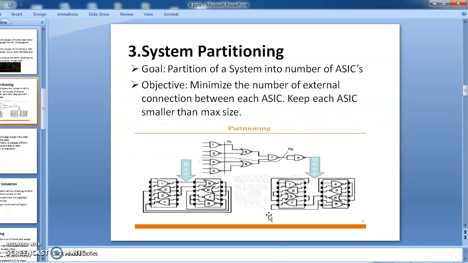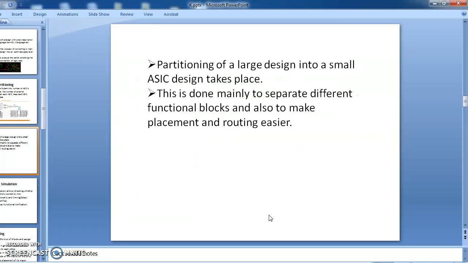Next one, system partitioning. The main partitioning goal is partitioning a system into a number of ASICs. The main objective is to minimize the number of external connections between each ASIC. Partitioning means dividing a large design into small ASIC designs. This is done mainly to separate the different functional blocks and also to make placement and routing easier.